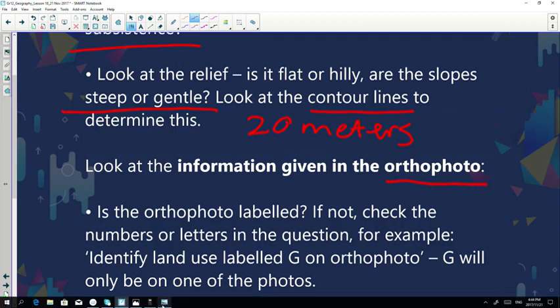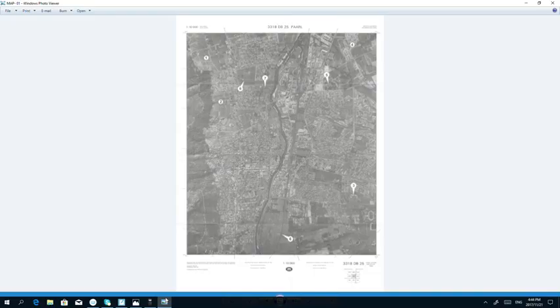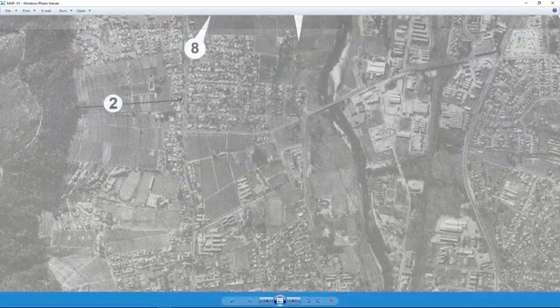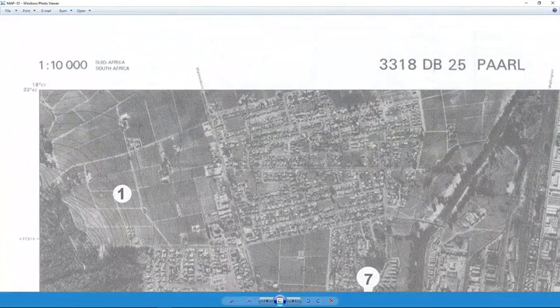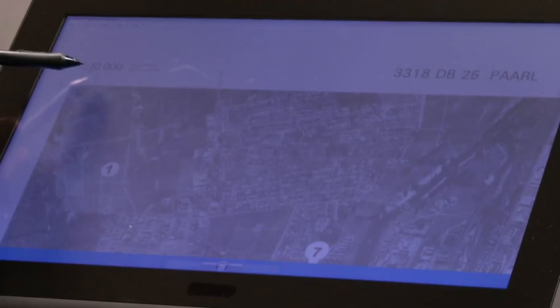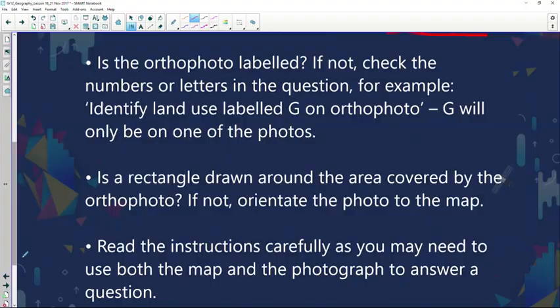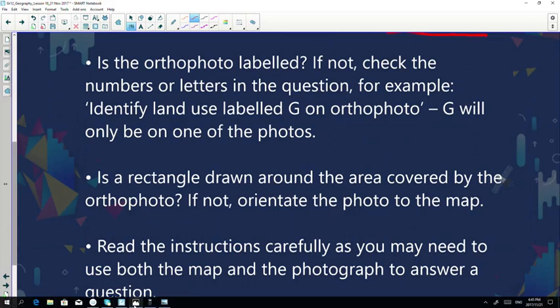If we quickly look at the orthophoto that's been given to you, it's an image. It's a vertical aerial photograph, bird's eye view. Now, as you can see, there's the scale of the orthophoto, 1 to 10,000. It means reduced 10,000 times. And if you continue looking at now the rectangle drawn around the covered area by the orthophoto, I'll show you it now. That's where the orthophoto has been taken.